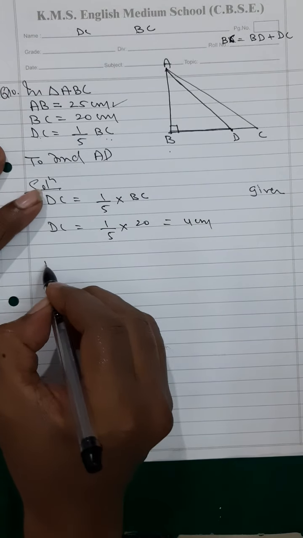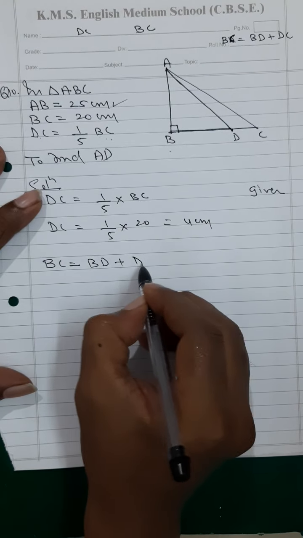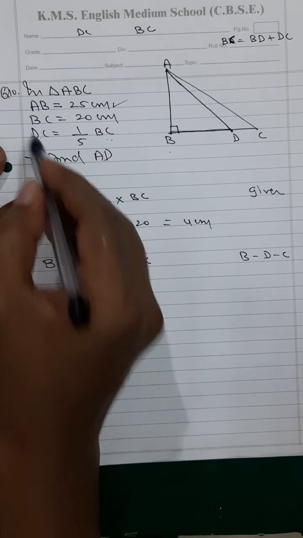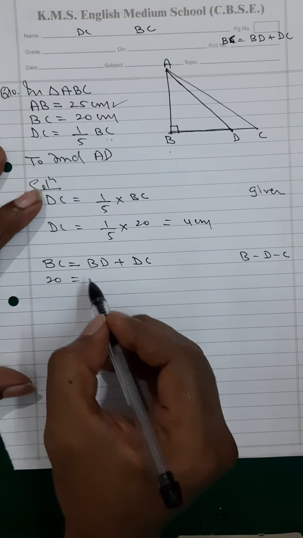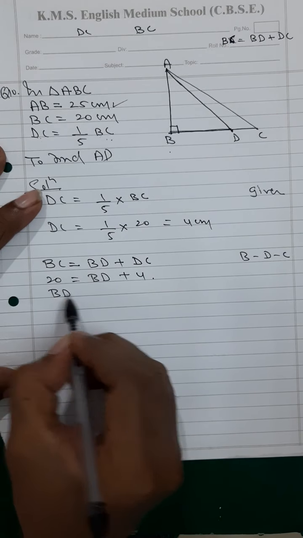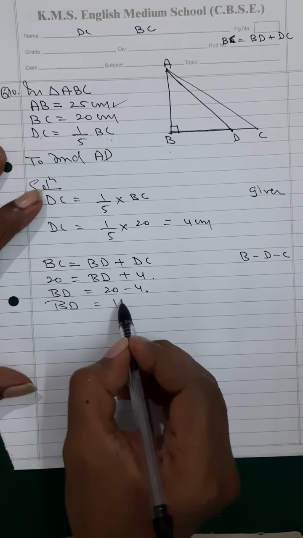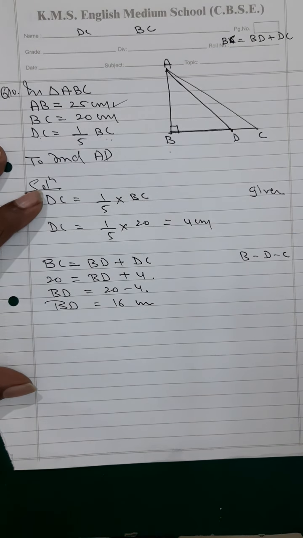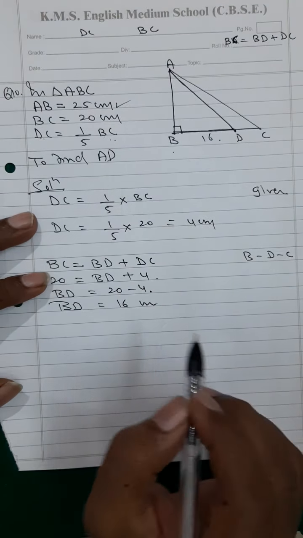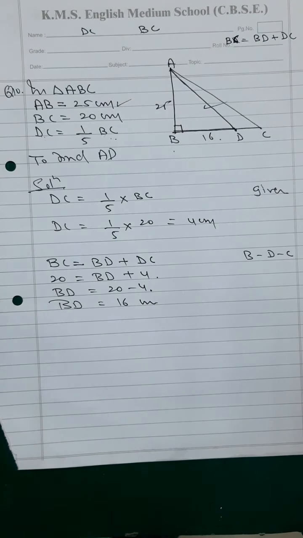Now BC is equal to BD plus DC. See, BC is 20, BD you have to find, DC is 4. So you will get BD is equal to 20 minus 4. You will get BD is equal to 16 centimeter. Finished. So now BD you have got 16, AB you have got 25. So by Pythagoras theorem you will be able to find AD square.